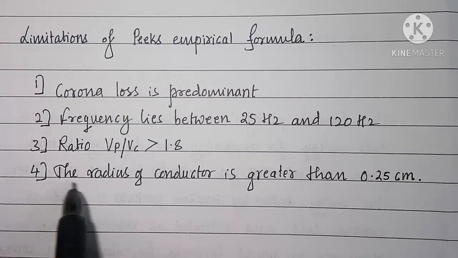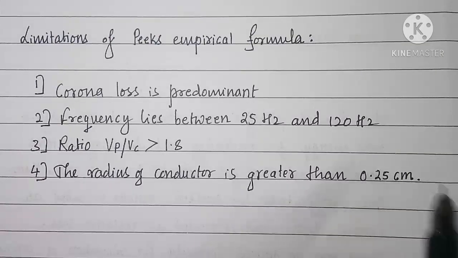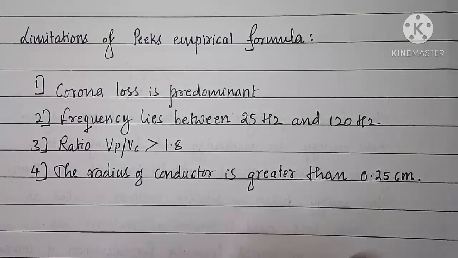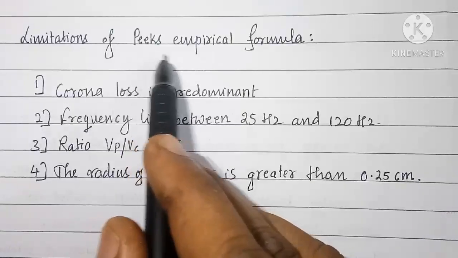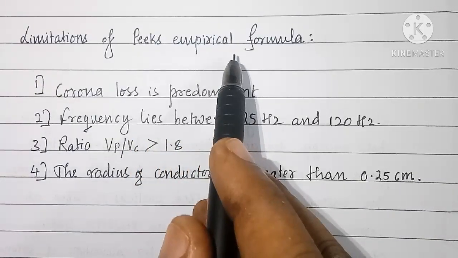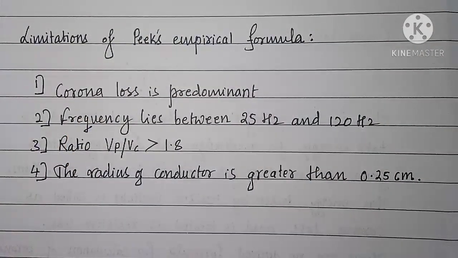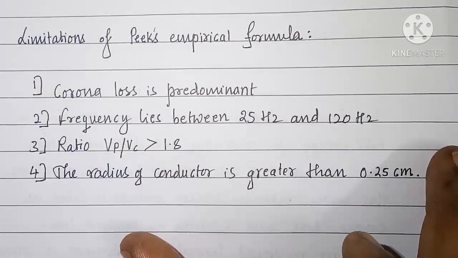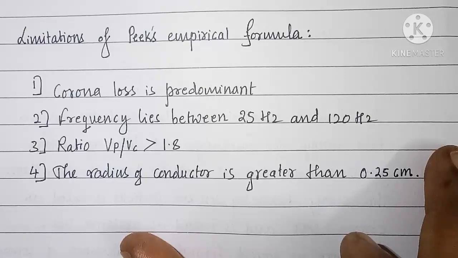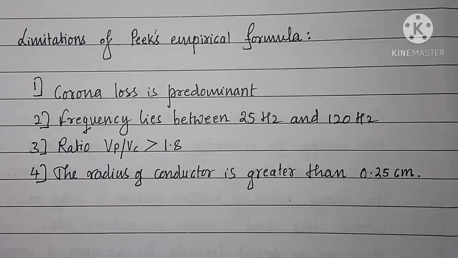Fourth one, the radius of conductor is greater than 0.25 centimeter. If the radius of conductor becomes less than 0.25 centimeter, then once again empirical formula given by Peake will not give us good results. We have to keep all these points in our mind while using Peake's empirical formula for calculation of corona loss.